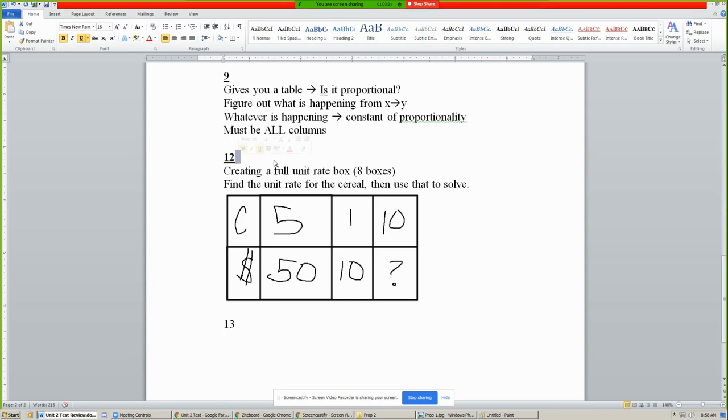That's actually 13 as well. 13, you're creating a full unit rate box. 13 says the relationship between X and Y is proportional. When X is one number, Y is another number. What is X when Y is a certain number? So you're going to need to create a unit rate box. You're going to figure out how much Y there is for every X, and then use that to solve for when Y is a certain amount. So again, find the unit rate and then use it to solve 12 and 13.